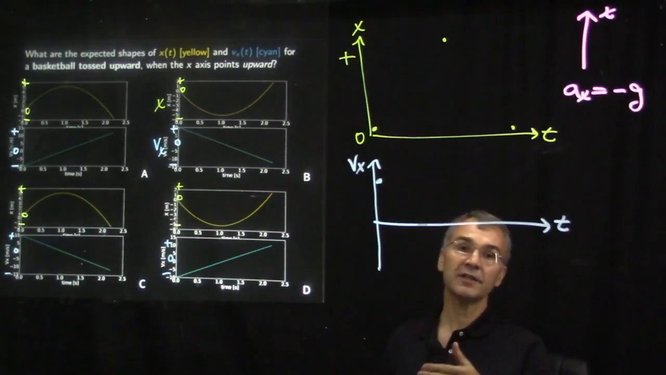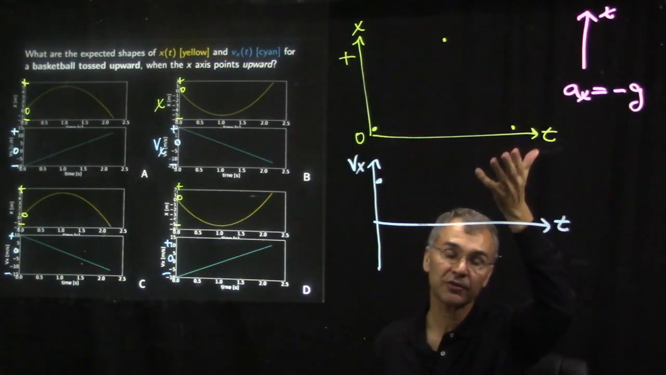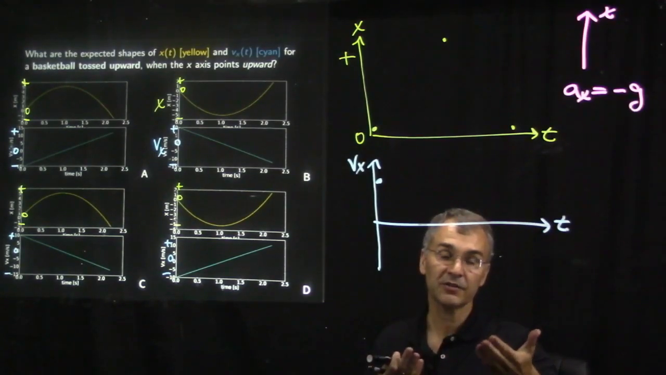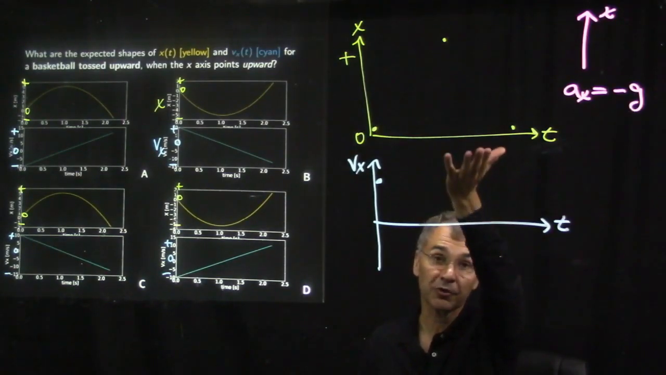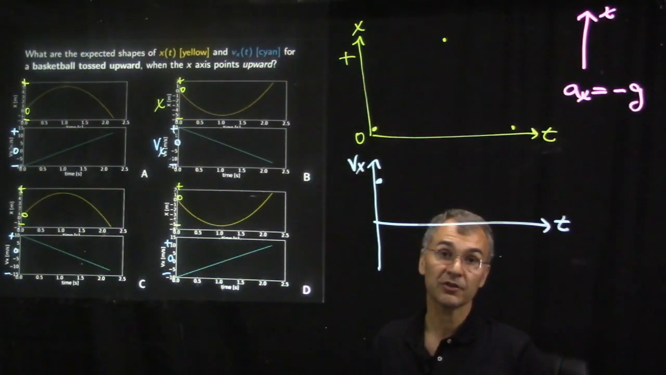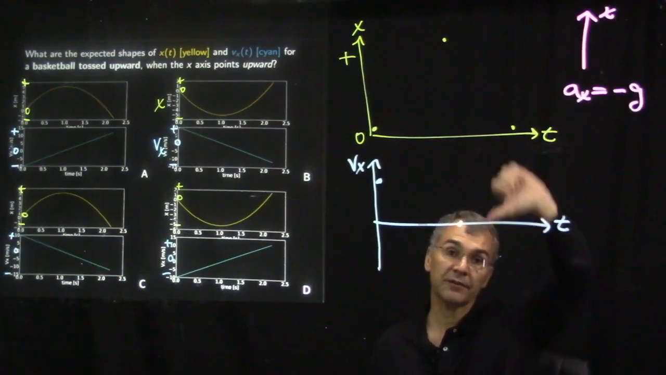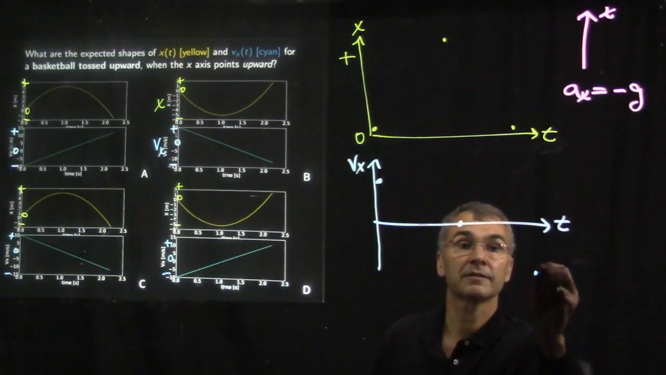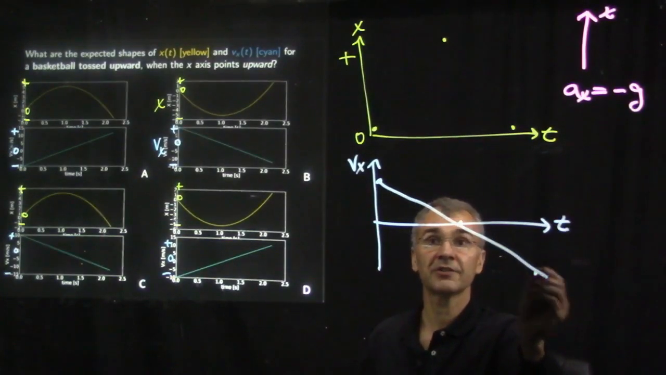At some point, it reaches its apex. At that instant, its velocity must be 0 because its height is a maximum, and it is going from moving upward to moving downward. So at that brief instant, its velocity is 0. And then now it's going downward at a bigger and bigger speed. So I think v sub x versus t looks like this.